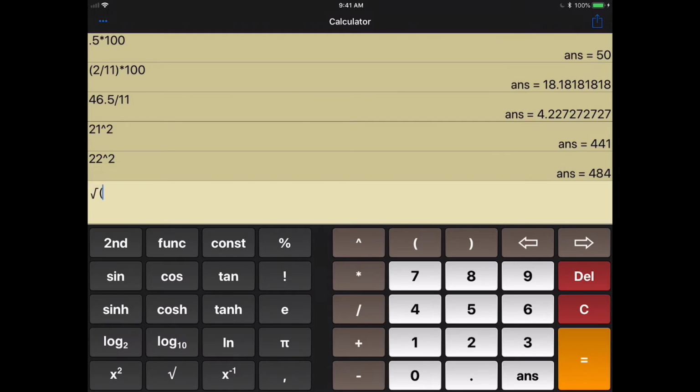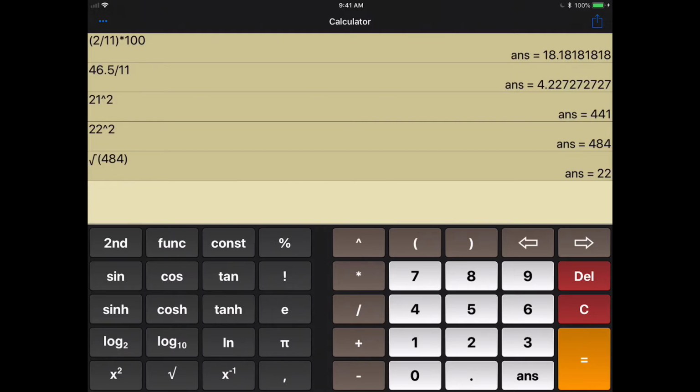So if I want the square root, we could try 484. That's the problem we just did. I need to close my parentheses. If I press equals, there's 22. We could have done it that way, but then I don't think you would have really understood what squaring meant. So let's try 2. So let's find the square root of 2.